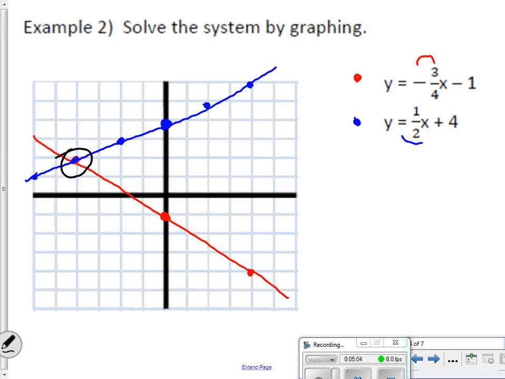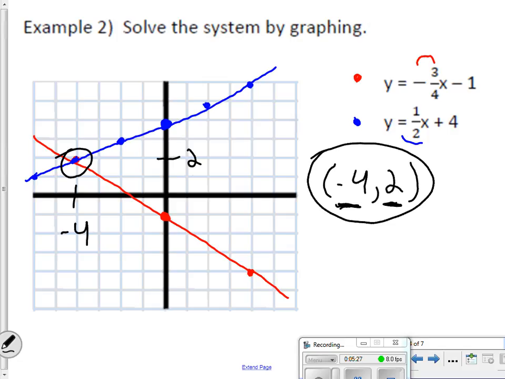At this spot, we're going to be at -4, +2. So our solution for this system of equations is -4, 2. In both cases, if I plug -4 in for x, 2 is going to come out as my y value. It's the only spot where they are the exact same values. So that's how you would solve by graphing.